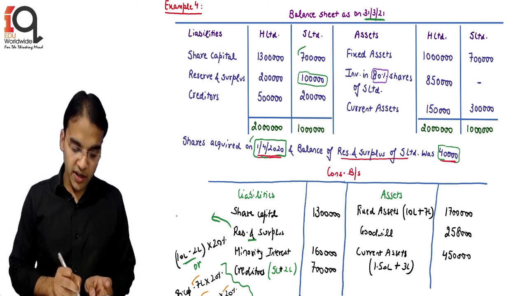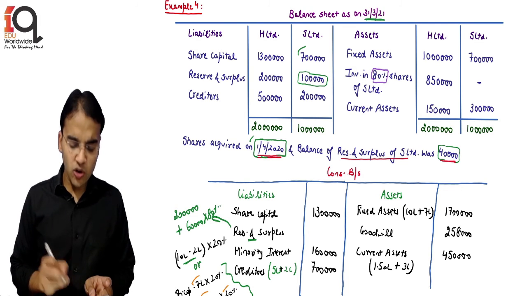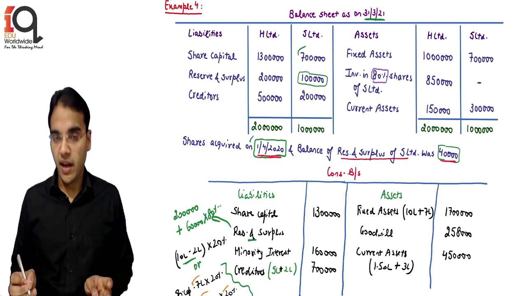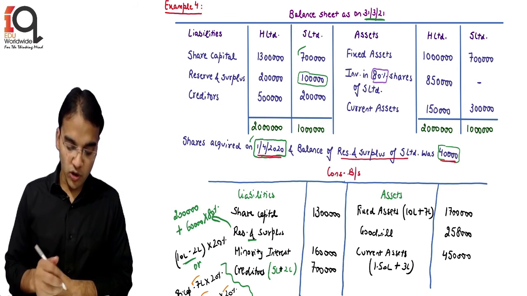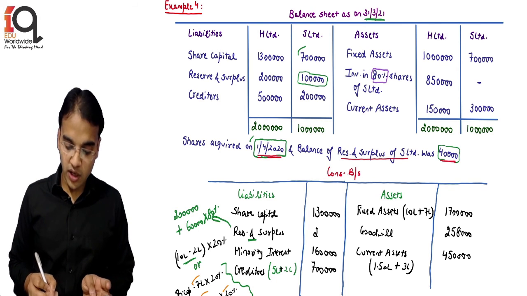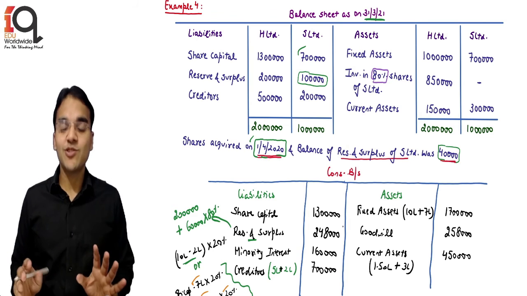So what I am going to do here is show how this value of reserve and surplus is calculated. One is 2 lakh, it was there, plus post profits were 60,000, and in that 80% was the share of the holding company, that actually means 48,000. So it will be 2,48,000, because this is actually the real example.